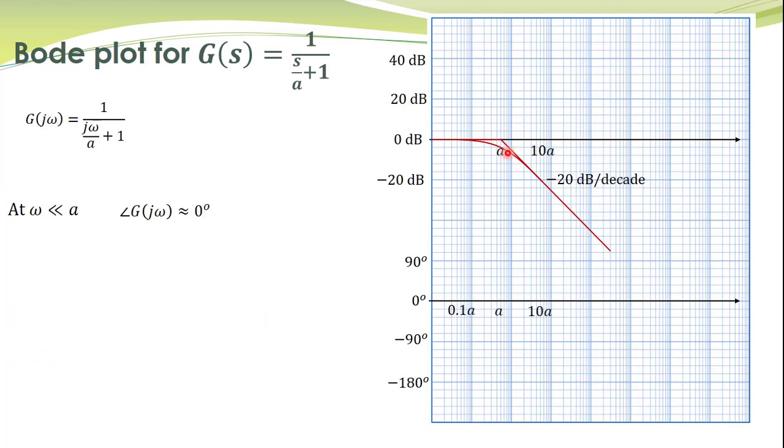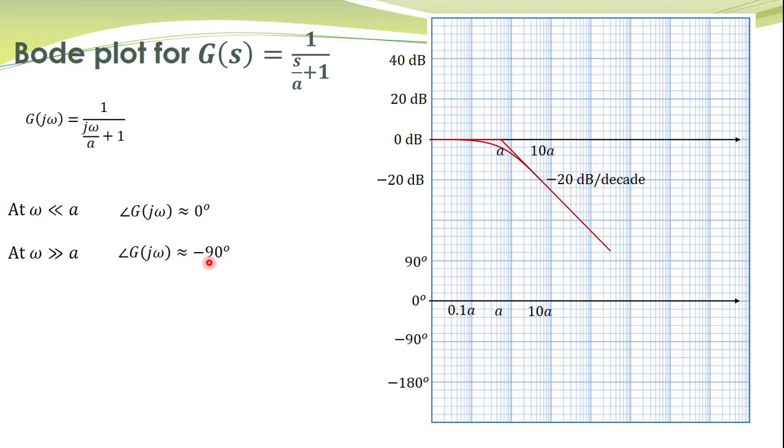And for the phase at very low frequencies, for the phase angle of this complex number, you can just ignore this term. So 1 over 1 is some positive real number, and the phase angle of that positive real number is 0. At higher frequencies, the phase angle becomes minus 90 degrees.